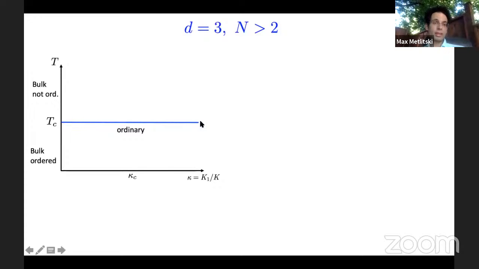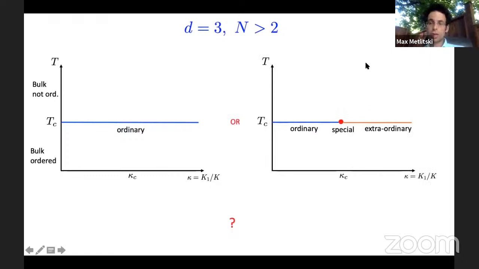It's possible that the phase diagram is just like this. There is just the ordinary universality class for all values of surface coupling K1. However, it's also not ruled out that at Tc, part of the boundary is in the ordinary universality class, and part is in some other universality class, which I'll call extraordinary for lack of a better name. So which one of these two is realized? Turns out that the answer depends on the value of n.